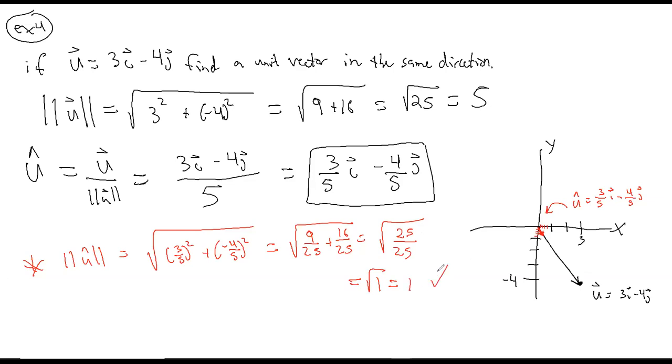It works. So what happens is, by dividing by the length, that makes sure if you go back and sum the squares, the tops will add up to the same as the bottom, which makes them cancel, and that gives us our length of 1.